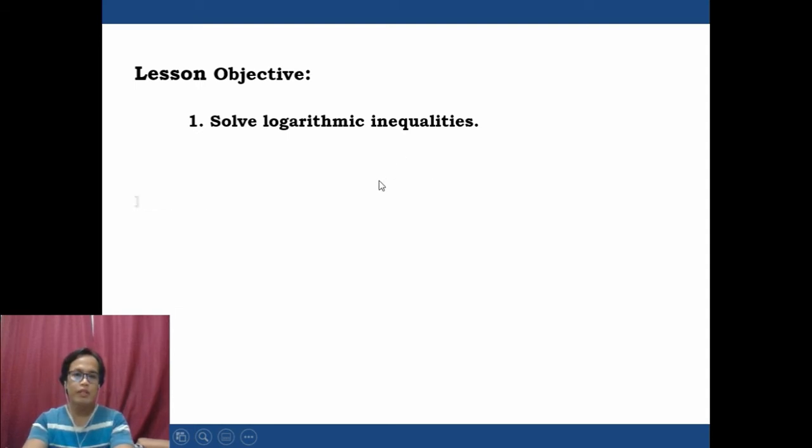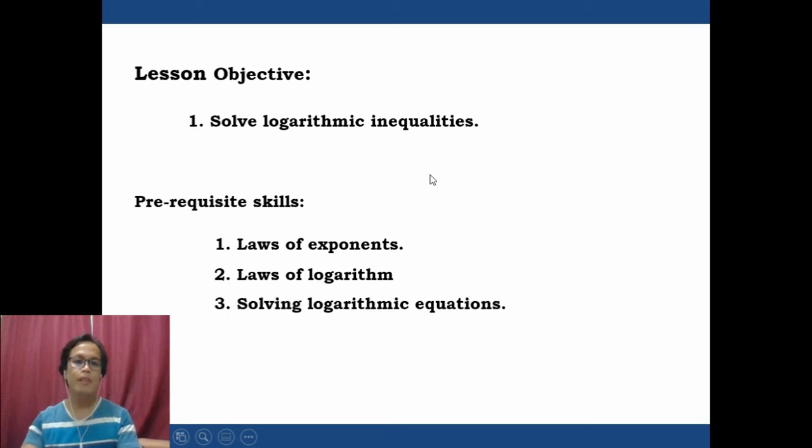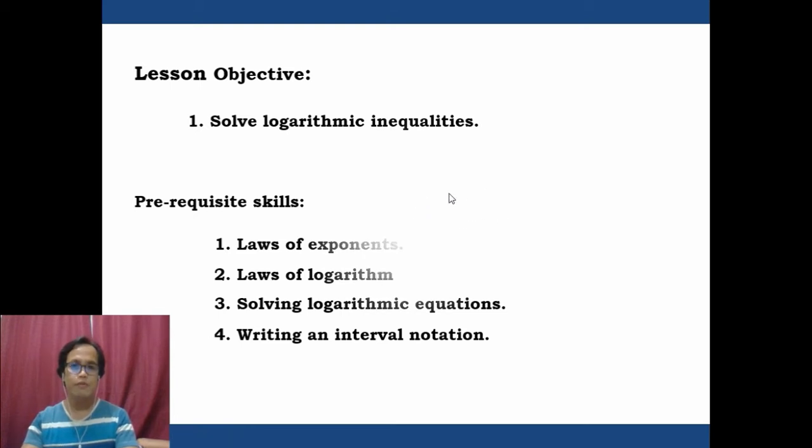This lesson requires our prior knowledge in the following. Number one, the laws of exponents. Number two, the laws of logarithms, then solving logarithmic equations, and writing interval notation. So to start, let us have the rule first.